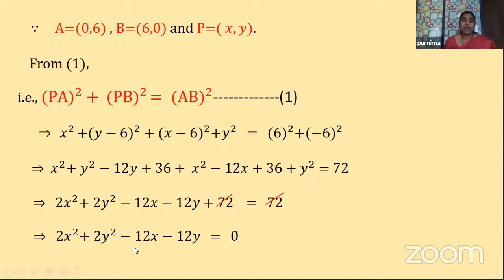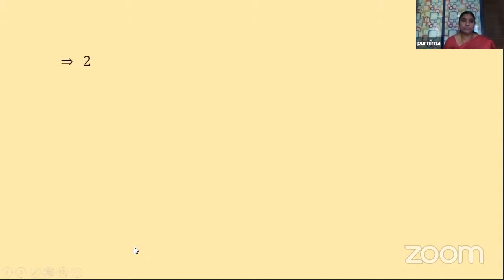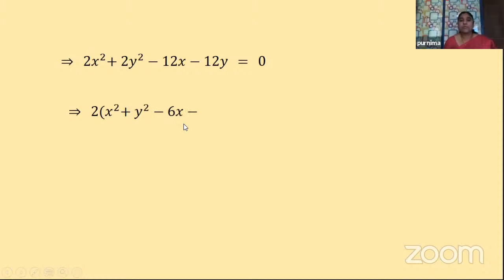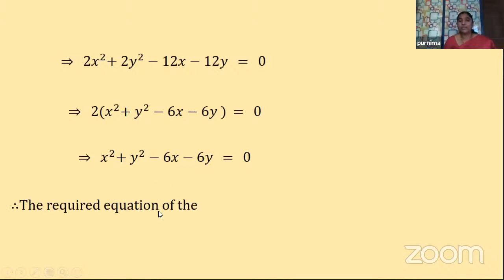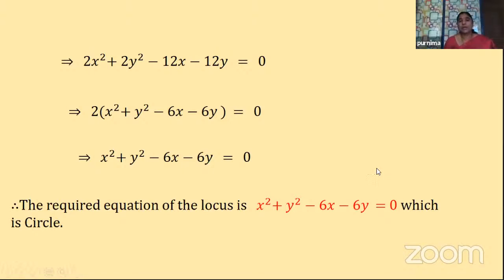Again here the common factor is 2. So 2 is taken common: x square plus y square minus 6x minus 6y is equal to 0. Sending this to the other side becomes 0. So what is the final equation we got? x square plus y square minus 6x minus 6y is equal to 0. So this is your equation of locus. The required equation of the locus is x square plus y square minus 6x minus 6y is equal to 0, which is a circle. Okay, so this is a circle equation.